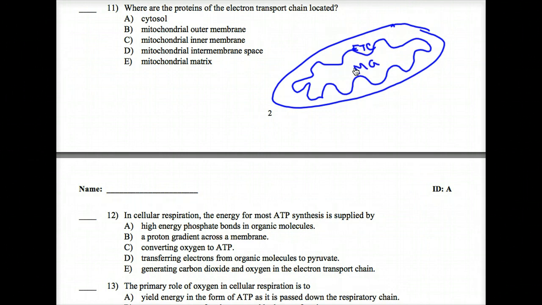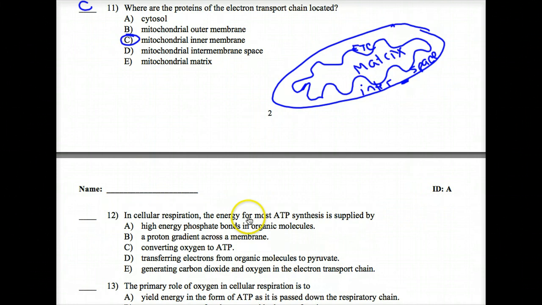This is the matrix, and this is the intermembrane space, okay? So outer membrane right here, inner membrane right there. Matrix is the gooey inner center, and the intermembrane space is just the space between the two membranes. So where are the proteins of the ETC located? That's going to be on the mitochondrial inner membrane. So that is C.